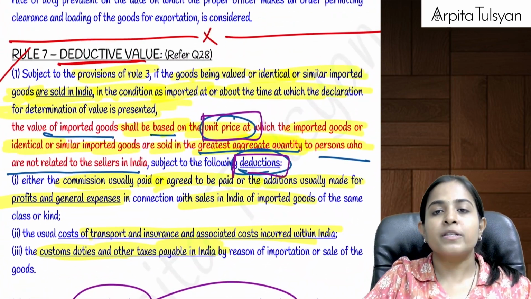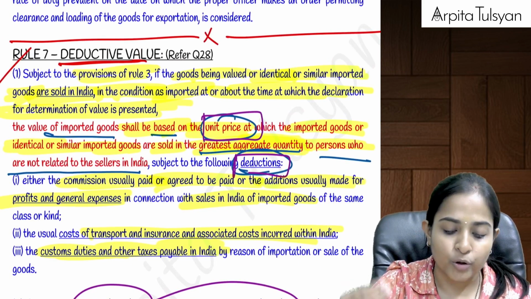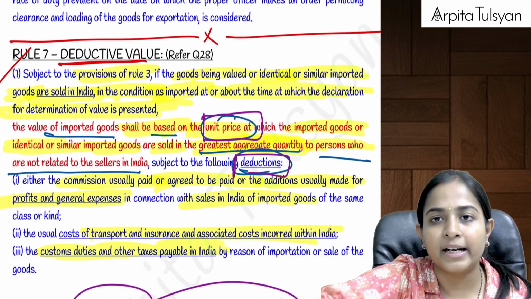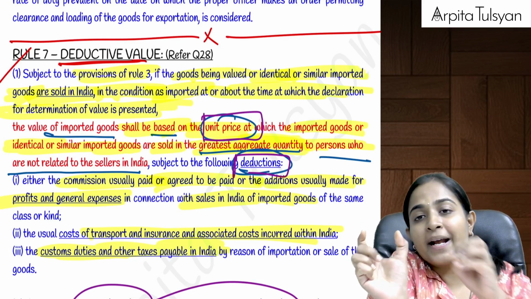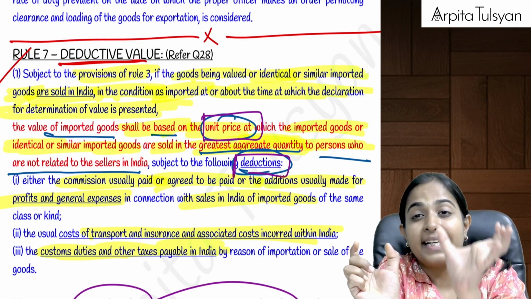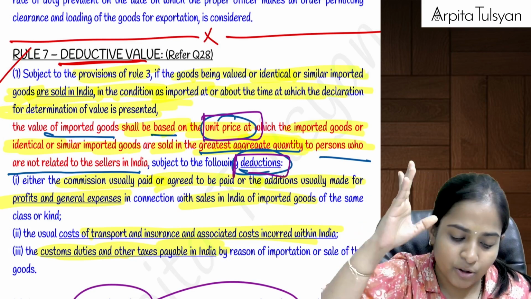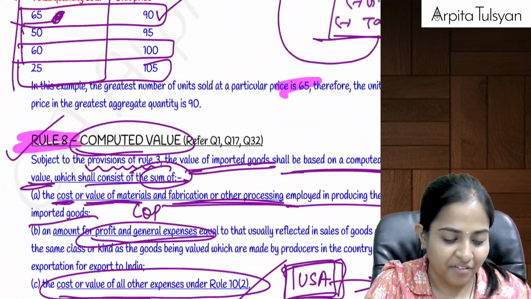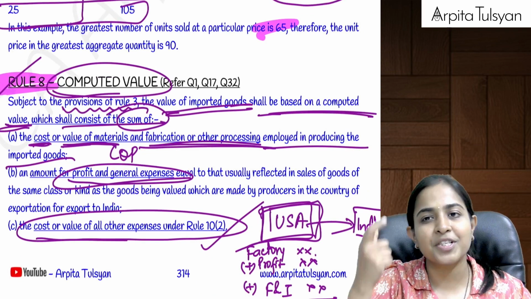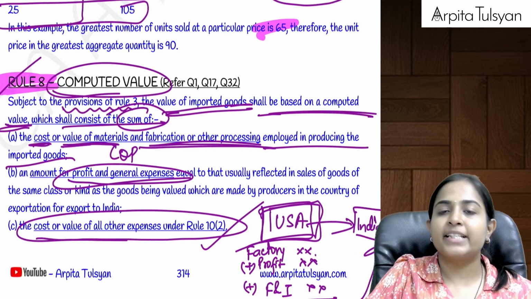Suppose, just like I told you, the other person has resold it in India in multiple quantities, then at whatever unit price the maximum quantities are sold, the greatest aggregate quantity, that unit price will be considered for the purpose of computation. An example of that is given here and we have done it in our main lectures also, right? Then next one, rule number 8.